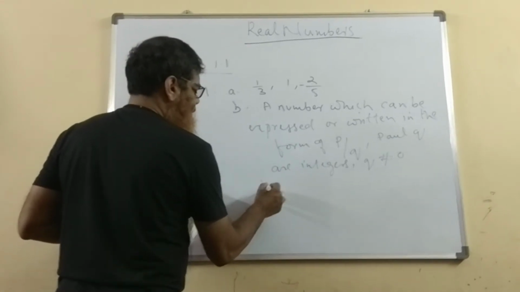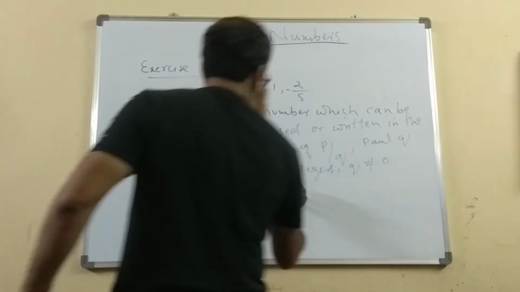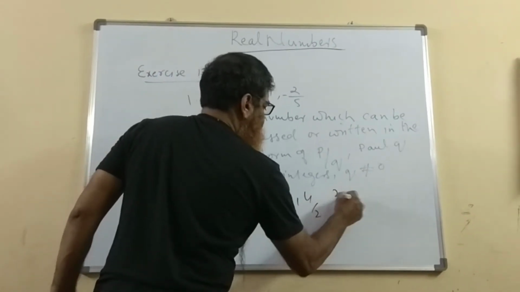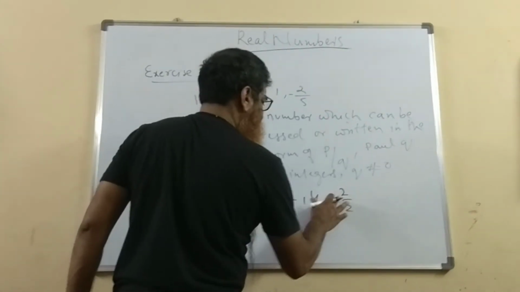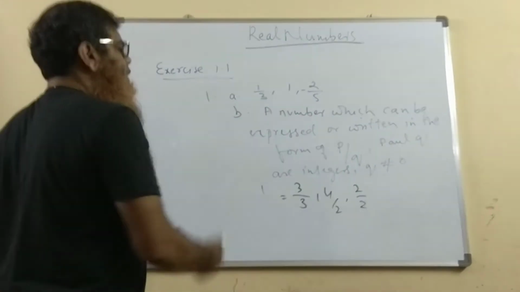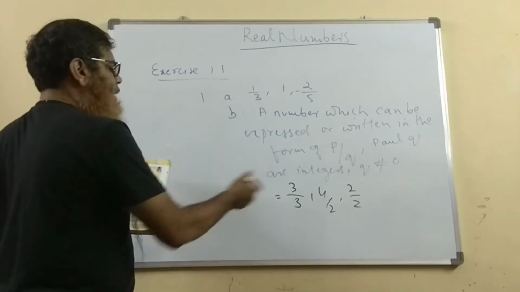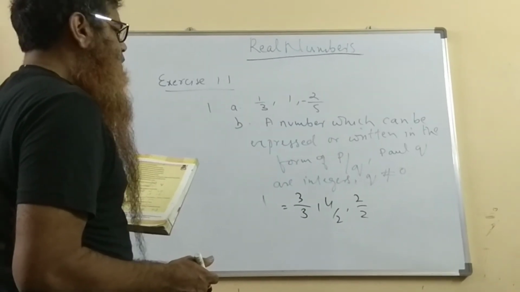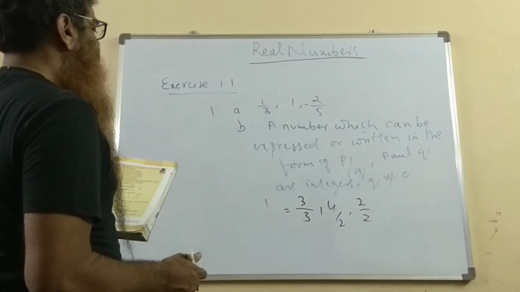For example, we have written 1. 1 is a rational number. It can be expressed as 3 by 3, 4 by 4, minus 2 by 2, which becomes minus 1. Anyway, this 1 can be written in many ways. So this is a rational number. It can be expressed in P by Q form, where 3 by 3, 2 by 2, 4 by 4 have integers and Q, that is the denominator, is not equal to 0.